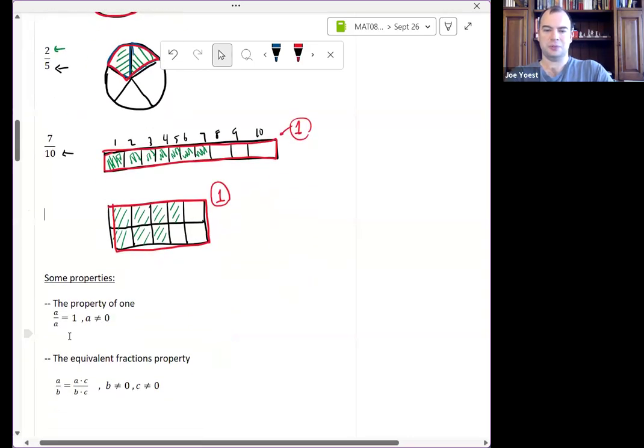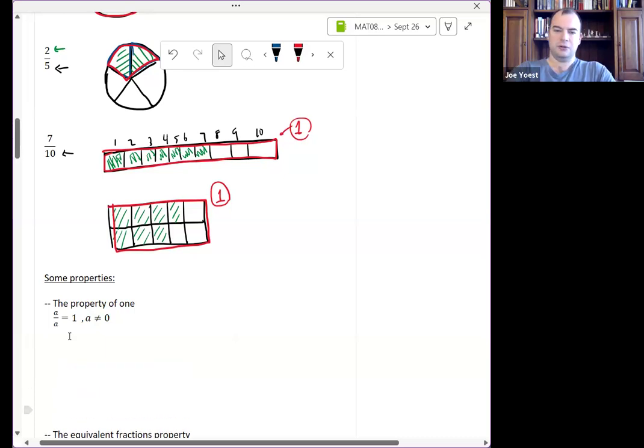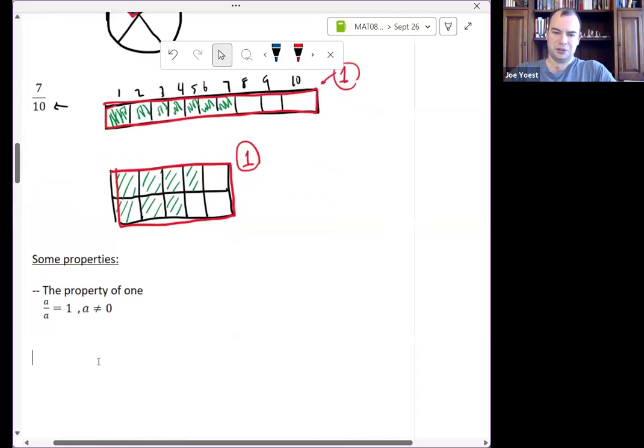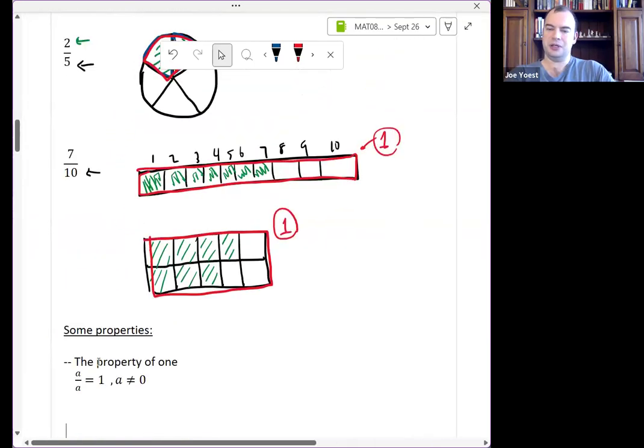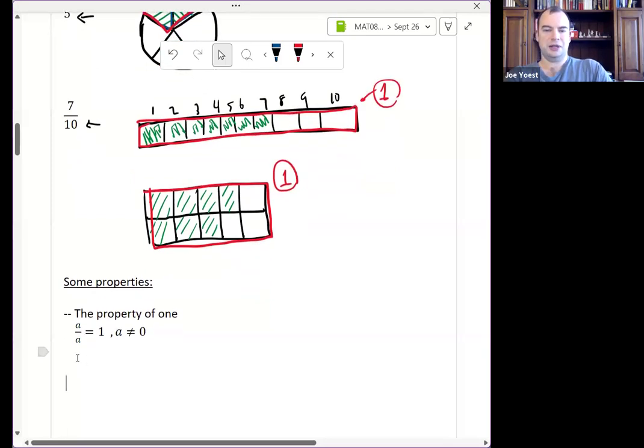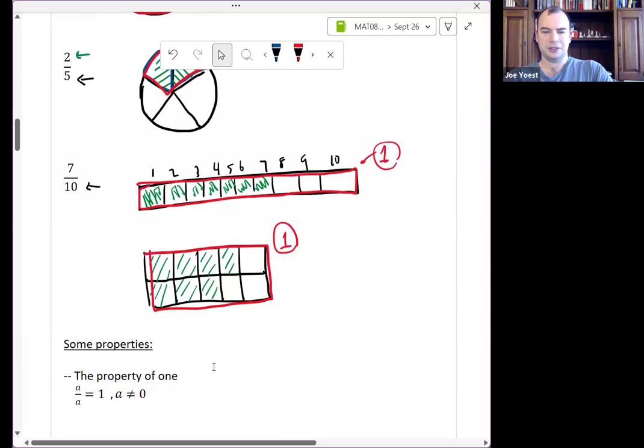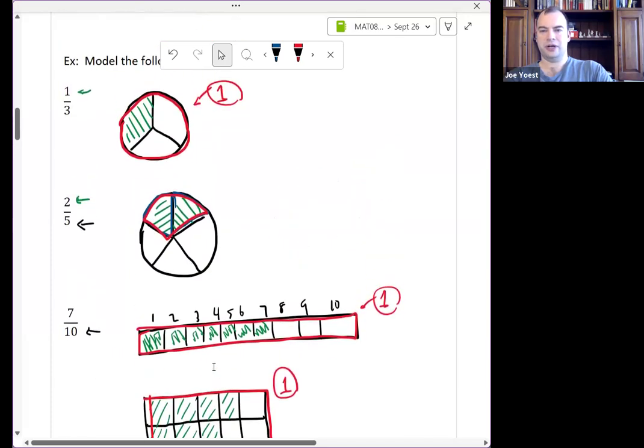So let's look at our first property for fractions, the property of 1. And this property says simply, let me zoom this in a little bit, make it a little easier for you to see, that any number that's not 0 divided by itself equals 1. If my numerator and denominator are the same non-zero number, the answer is 1. Well, why is that? What is a over a representing?